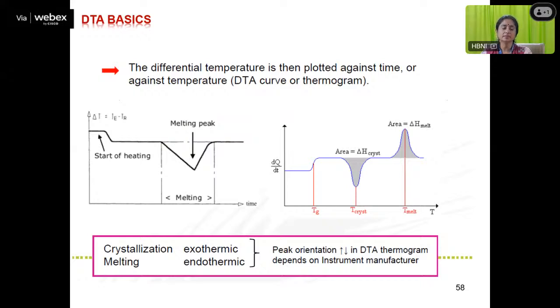You can have a look here. The differential temperature is plotted against time or against temperature, giving the DTA curve or thermogram. Now you can see it is a melting peak. It gives a dip. Exothermic reactions give a positive change, and endothermic reactions give a negative change. However, peak orientation, either up or down, in a DTA thermogram depends on the instrument manufacturer. So whether it is exothermic or endothermic, it may be different in different instruments.